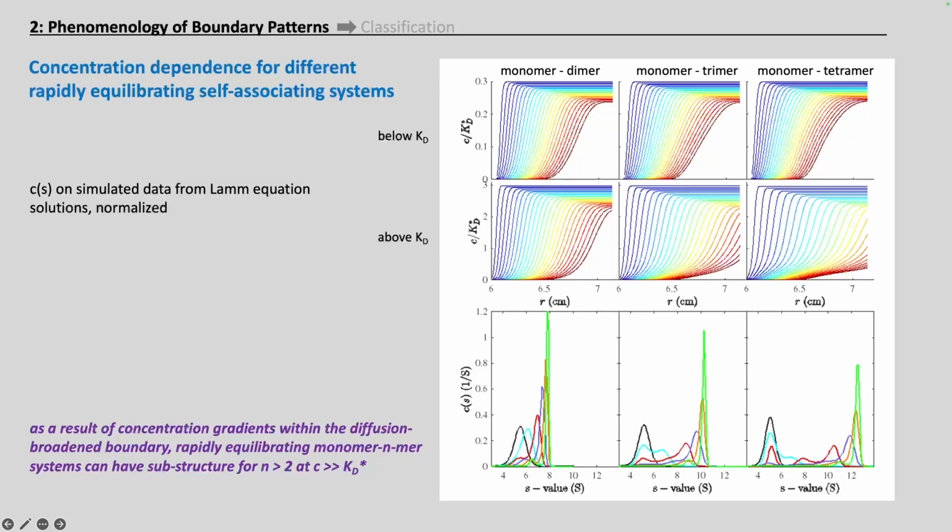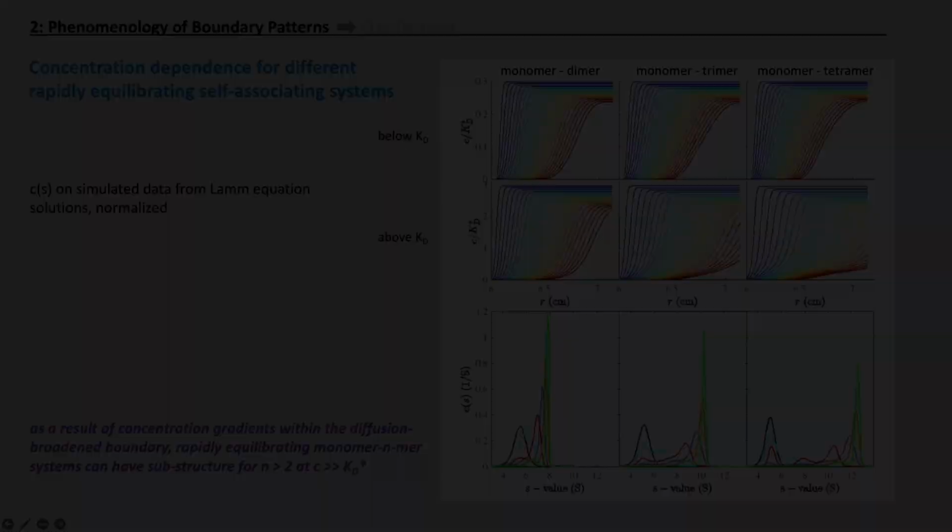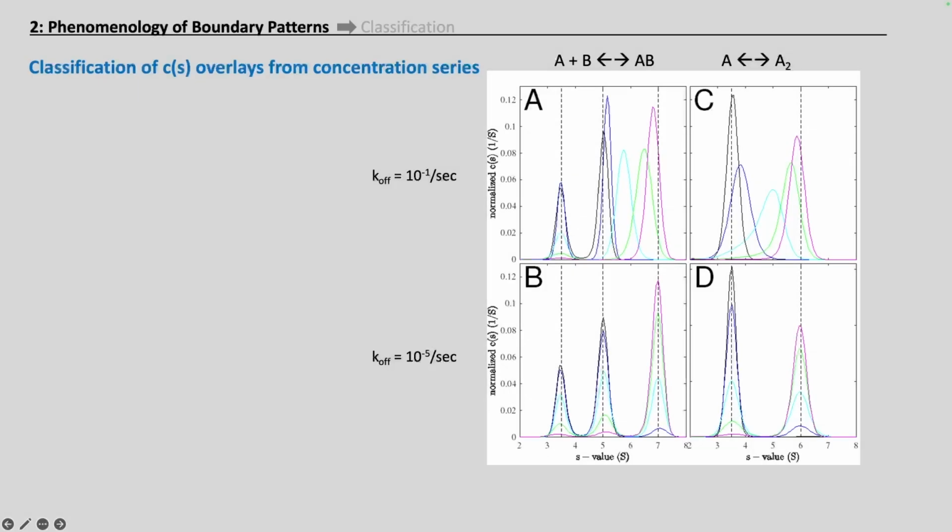This is usually not so pronounced for monomer-dimer systems. Here are corresponding c(s) profiles for concentrations, including these and intermediates. But for monomer-trimer and monomer-tetramer systems, this is very clear. The boundaries have substructure.